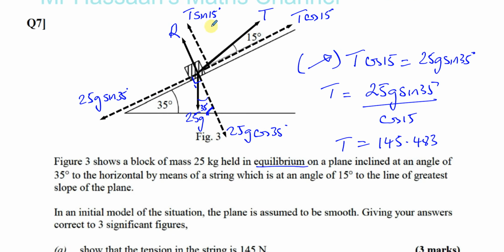Now, if you look at the block and the forces acting on it perpendicular to the plane, you've got the reaction, and you've also got the component of the tension acting up the plane, acting perpendicular to the plane. Now it's very important. A lot of students just think R is equal to the component of the weight acting down. So they'll say R equals 25g cosine 35, and they will lose lots of marks from that. Okay, you have to be very careful.